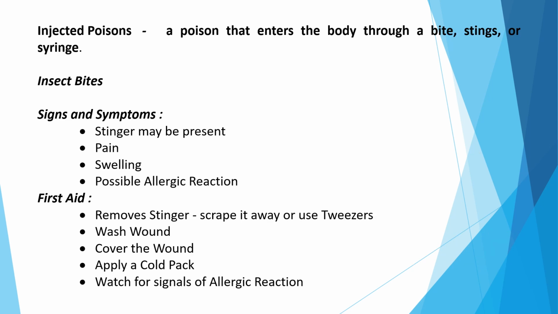Injected poisons: a poison that enters the body through a bite, sting, or mosquito. We have insect bites. The stinger may be present, with pain, swelling, and possible allergic reaction. First aid: remove the stinger. Scrape it away or use tweezers. Then wash the wound, cover the wound, apply a cold compress, and watch for signs of allergic reaction.